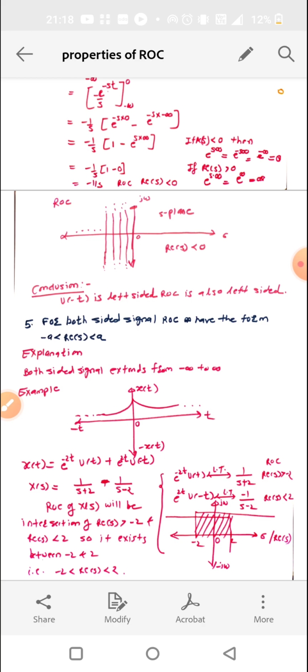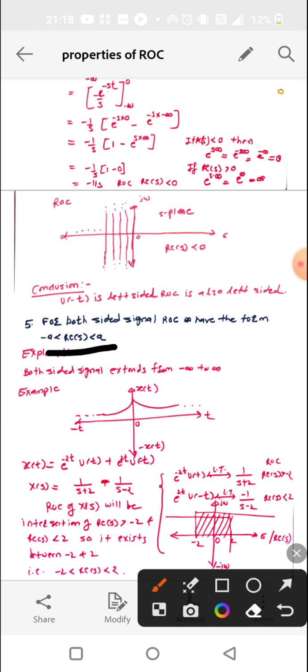Here one thing you keep in mind, that ROC can exist for the both sided signal or it cannot exist. If it exists, then it has the form minus a less than real s less than a. That means between 2 points you will get the ROC. So this is both sided signal. Again, both sided signal is having the duration infinite.